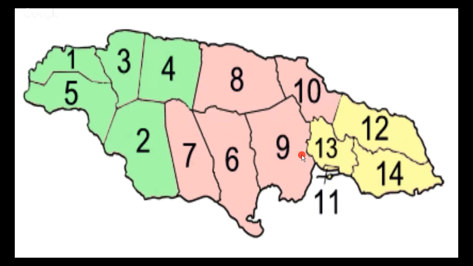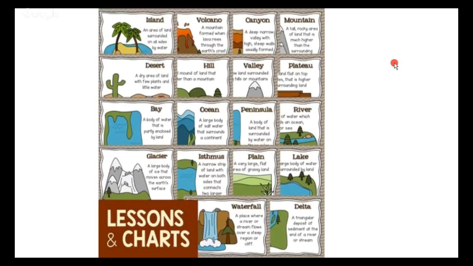Manchester has no plains. What about 2? Pedro Plains. And 5? Westmoreland, George's Plain. What does Savanna-la-Mar mean again? Plain by the sea. All right. Let's go.